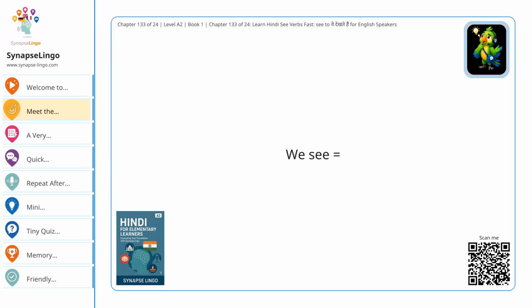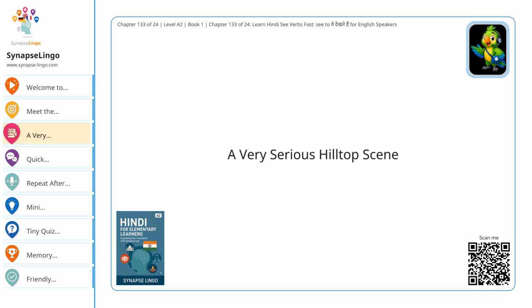We see equals हम देखते हैं. The curtain opens in the stage, हम देखते हैं. You all see equals तुम सब देखते हो. In class, तुम सब देखते हो, the answer on the board. They see equals वे देखते हैं. At night, वे देखते हैं the stars. A very serious hilltop scene.